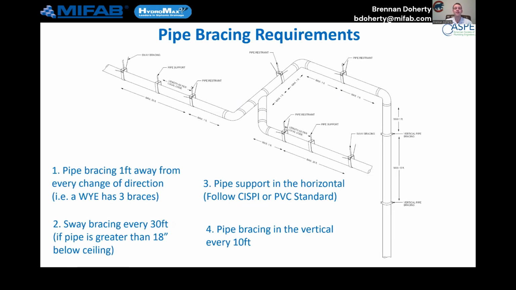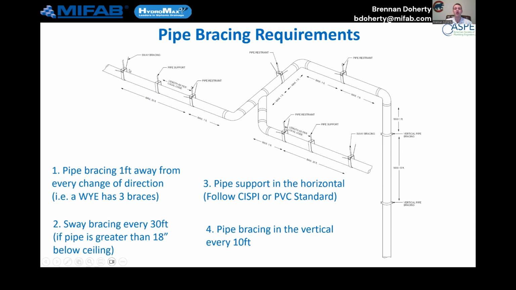Rule number 4, there are additional bracing requirements. They're very easy to satisfy. Number 1, it's to the effect of seismic bracing. We need to make sure we have pipe restraint 1 to 2 feet away from every change of direction. And we want to make sure that pipe is not moving longitudinally or laterally. It is rigidly braced. Number 1, we need sway bracing every 30 feet in the horizontal.